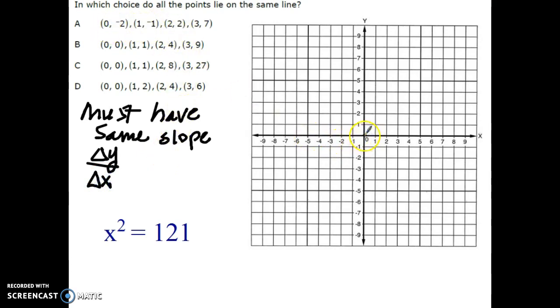So (0, -2) is right here, (1, -1), like you can get graph paper and graph them, (2, 2). Well, you can clearly see that's not linear. That's gone. (0, 0) right here, (1, 1) right here, (2, 4) right here. Clearly that's gone too. And then (0, 0), (1, 1) right here, (2, 8) right there. I mean, it's so obviously wrong.